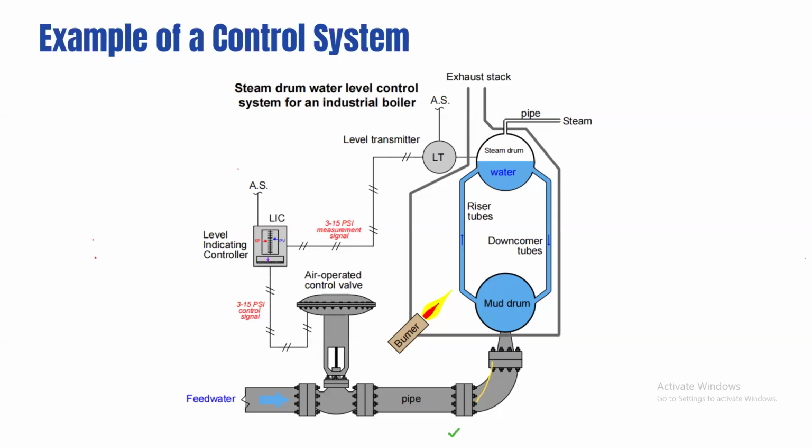Okay, the sensor is the level transmitter. It senses the level of water. Then the actuator is the air-operated control valve, a pneumatic control system. That's the actuator that is controlled by the control device, the LIC, the level indicating controller. The input that comes to the control device is the level of water that the level transmitter reads. Then the output is the control to the actuator, telling it how much to open, or to close.